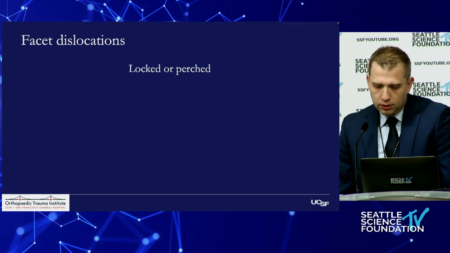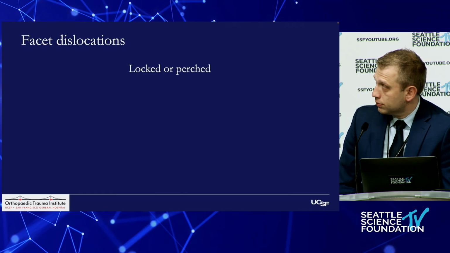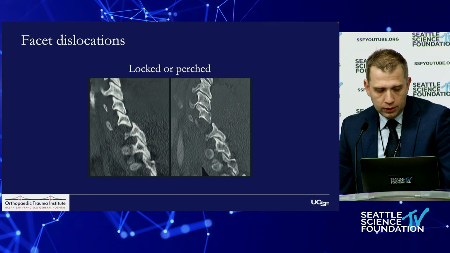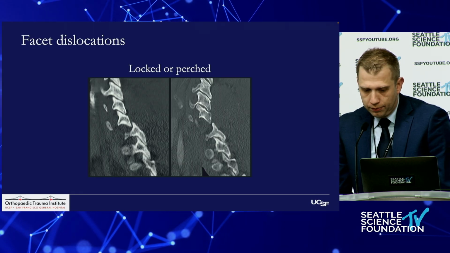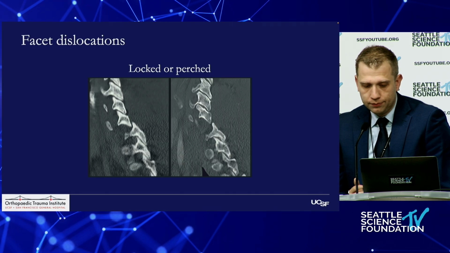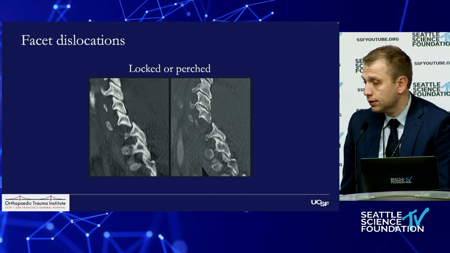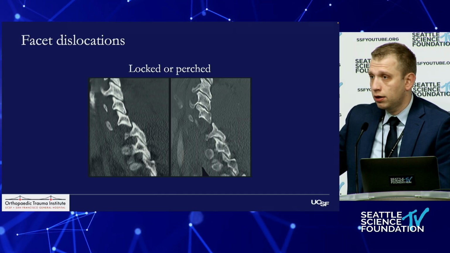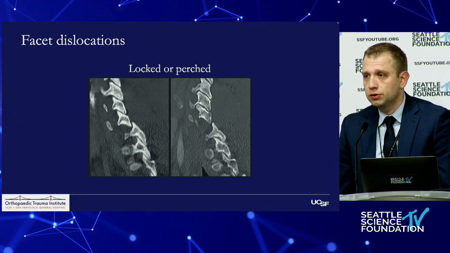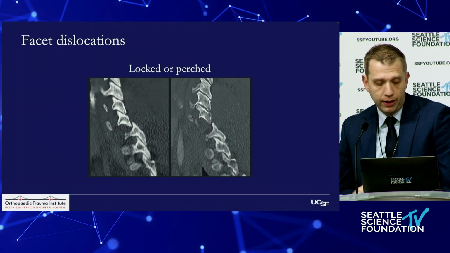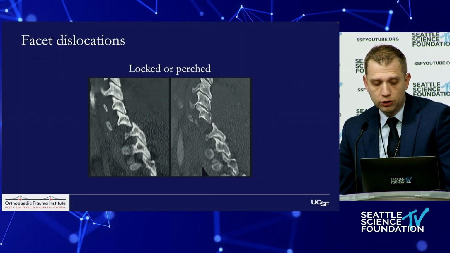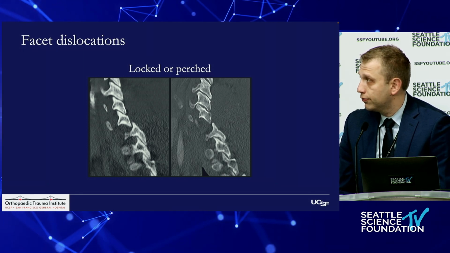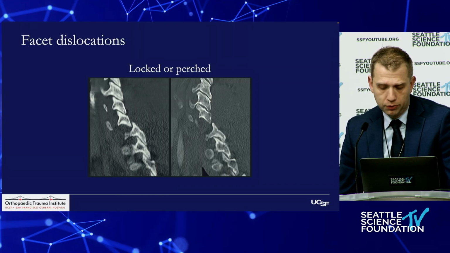And so when they jump, they could come in locked or perched. And so here you could see the diagram on the left. Those are the locked, and the one on the right is perched. The reason this matters is just in terms of planning my reduction. The perched are a bit easier to reduce. Sometimes just hyperextending them will pull them back, while when I see fully jumped or locked facets, I know there's a good chance I'm headed for a closed reduction, and we'll talk about that in a moment.